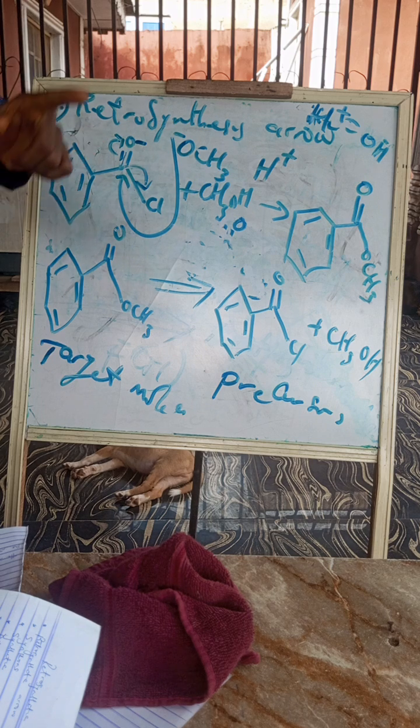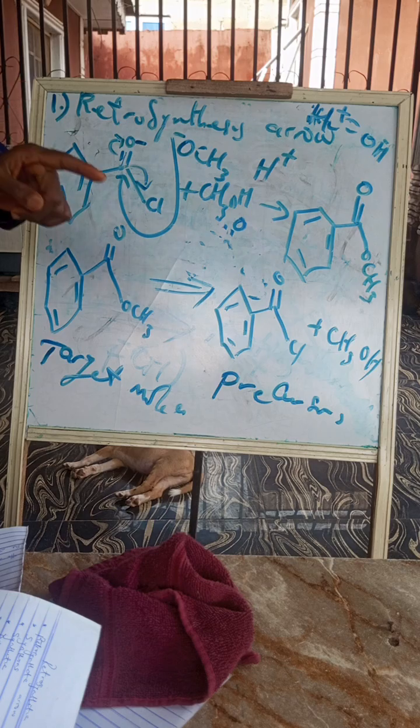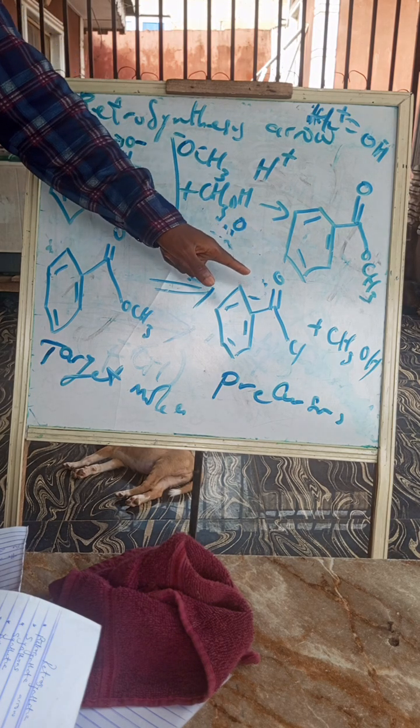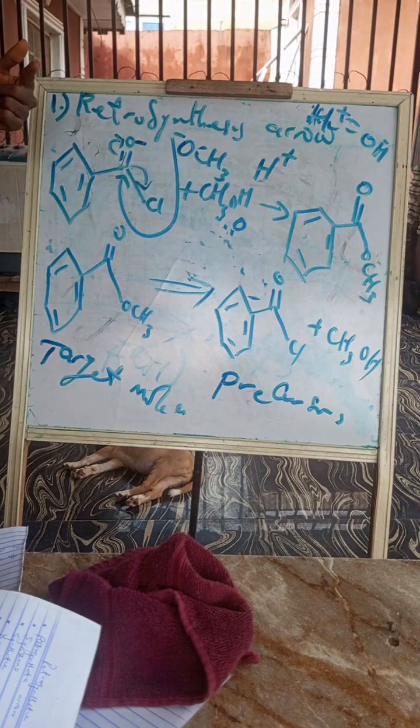The first thing is to know the forward reaction first. This is a case example. This is the forward reaction for this. Going backwards shouldn't be difficult.